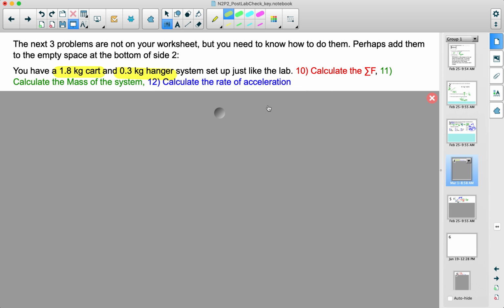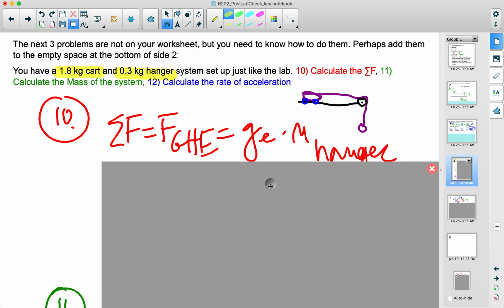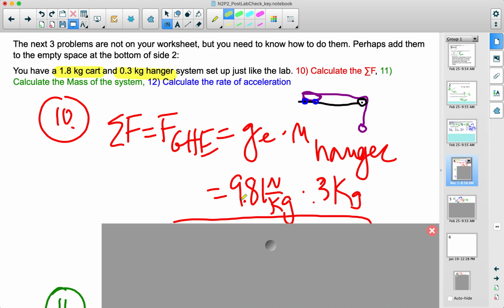Number 10 says calculate the net force. Well, how did we calculate the net force in the lab? Now remember, we didn't know Newton's second law yet. So we had to know what the mass of the hanger was, right? The weight of the hanger is actually the net force. Gravity pulling on the hanger is what caused it to speed up, so we need g times the mass of the hanger. We use 9.8 or 9.81 newtons per kilogram.